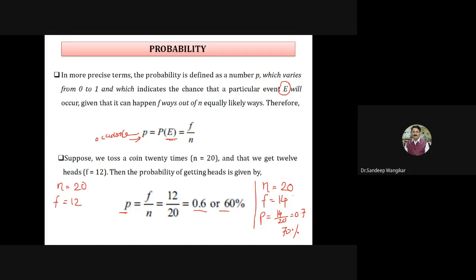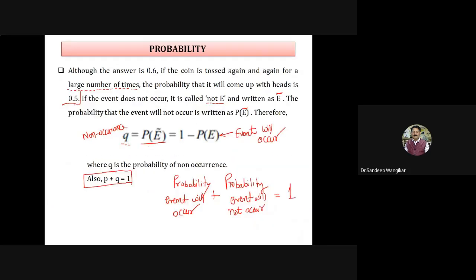E is the event that will occur and small p is the probability of occurrence. So the probability that the event will occur is given by f divided by n, where f is the number of times the event occurred out of n. For example, n is 20 and f is 12 times the coin shows head. We have taken one example here. Now if the event is repeated, or the coin is tossed 10,000 times, 1 lakh times, then the probability of occurring head or tail, the generalized concept, is 50% only.